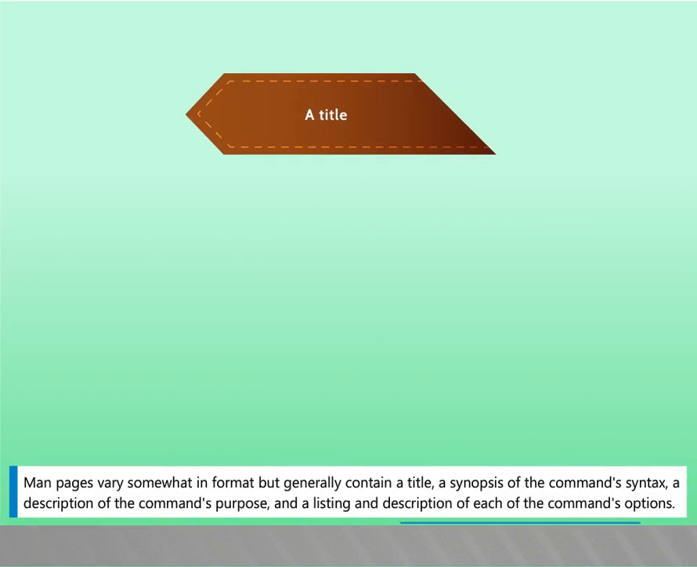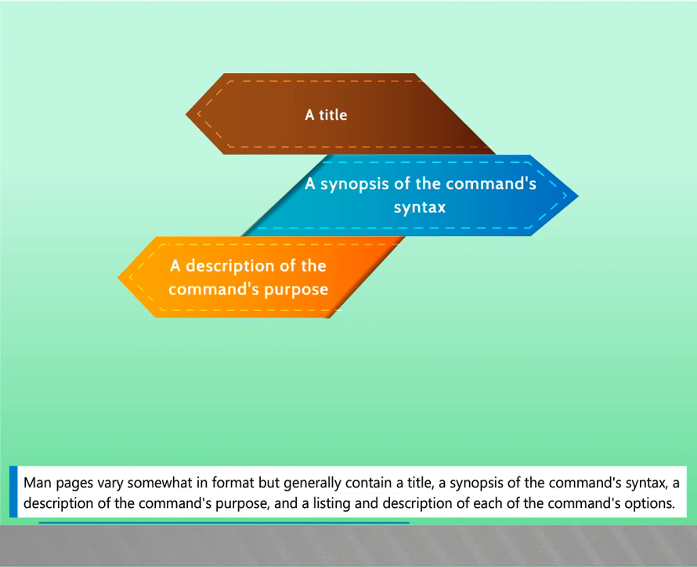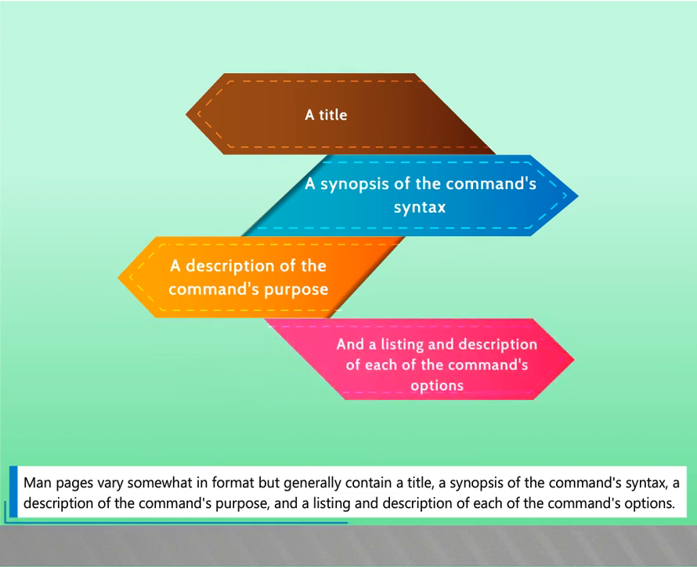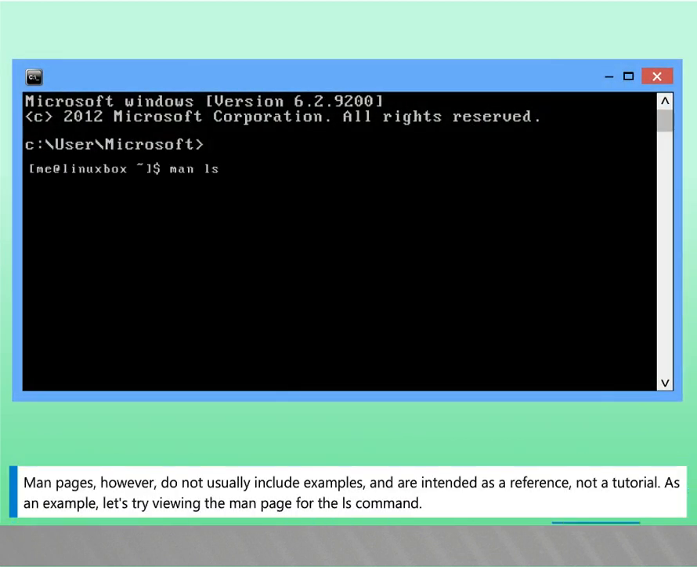Man pages vary somewhat in format but generally contain a title, a synopsis of the command syntax, a description of the command's purpose, and a listing and description of each of the command's options. Man pages, however, do not usually include examples and are intended as a reference, not a tutorial. As an example, let's try viewing the man page for the ls command.